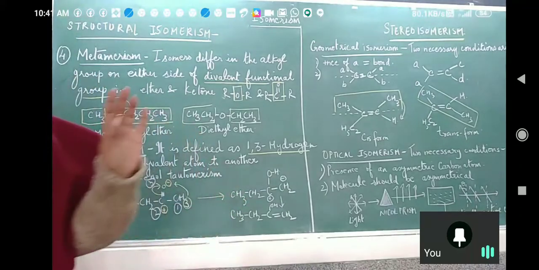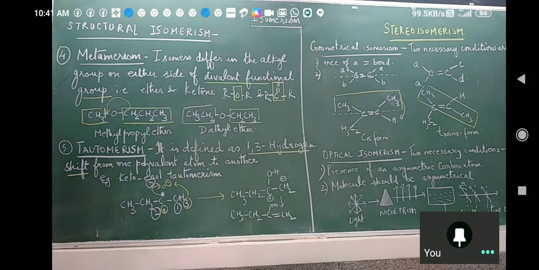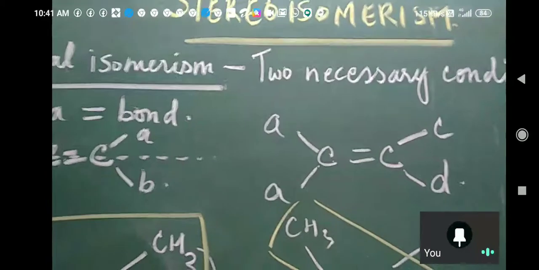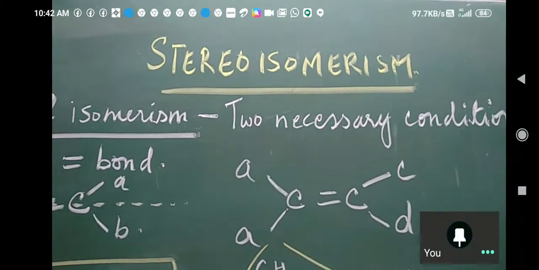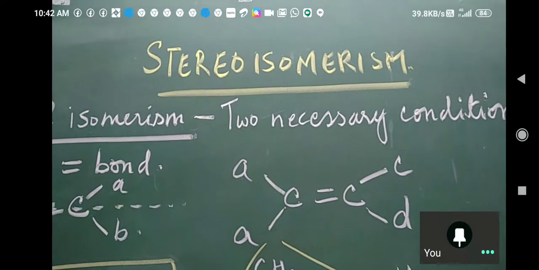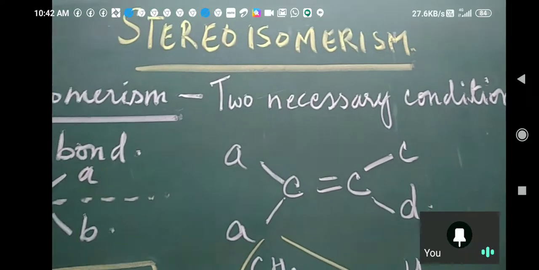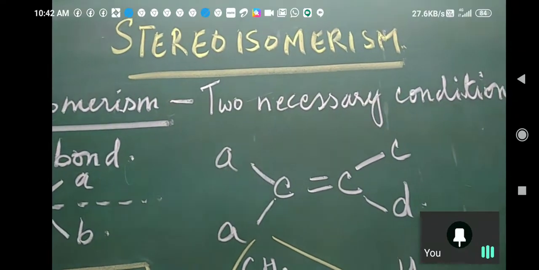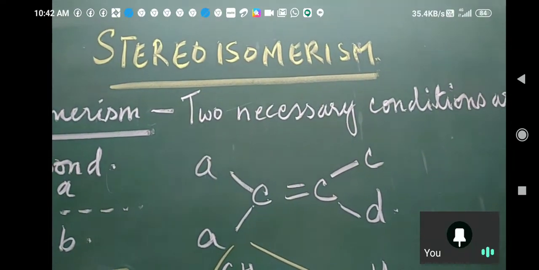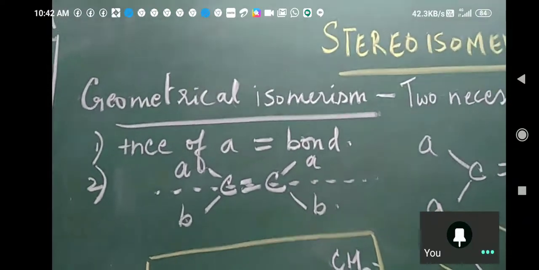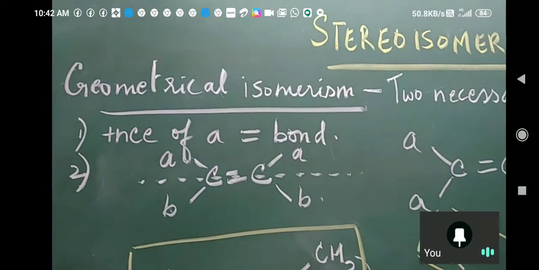So this is your tautomerism. Okay, all right. Now next we will go on to stereoisomerism. Okay, stereoisomerism. Now, what is stereoisomerism? I'll take you there, because you need to look at the molecule closer. Can you see? This is stereoisomerism. There were two types of stereoisomerism, geometrical and optical. So here we will first start with geometrical isomerism.